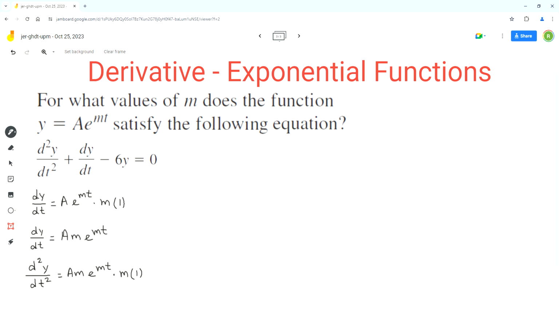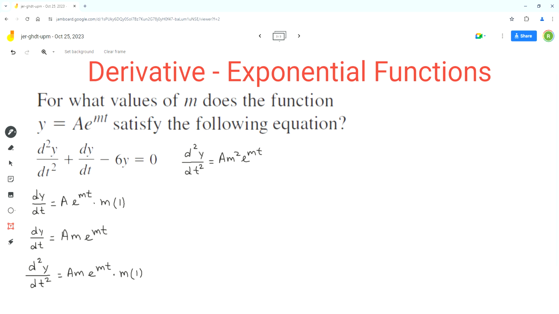Now we can simplify this expression. So m times 1 is m, and we can multiply m by a and m at the front, so we get a m squared e to the power mt. So this is the simplified expression for the second derivative of y. Now we can sub in these expressions in the given equation and solve for m.